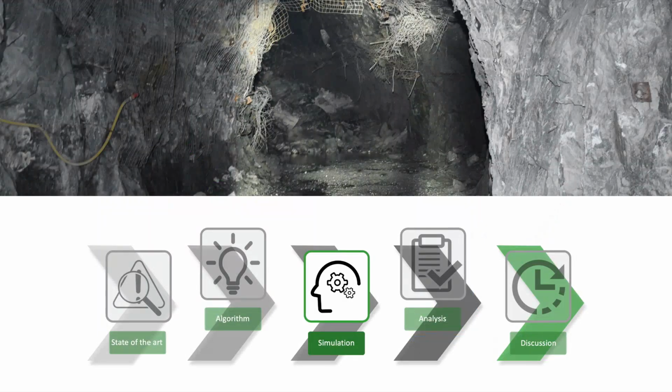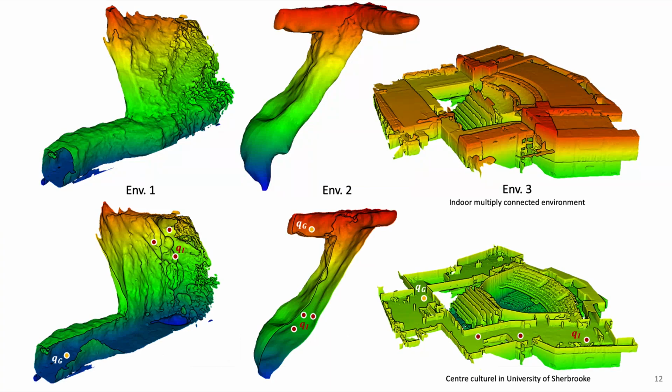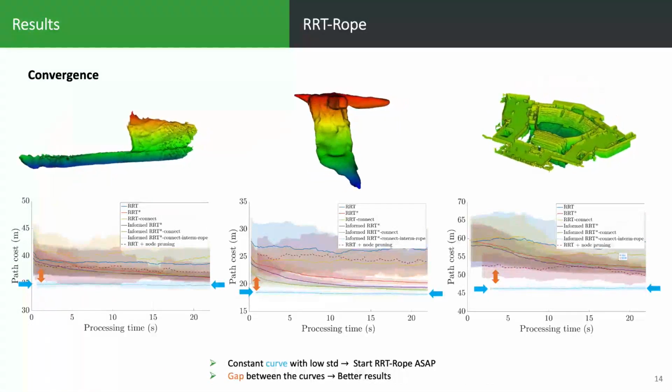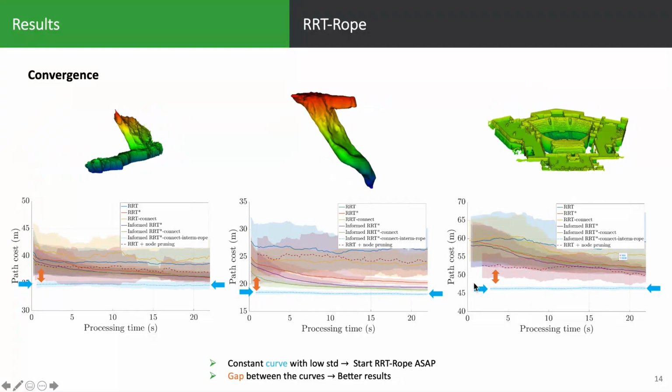Let's talk simulation now. Here are 2 representative stope environments on the left and an indoor building environment on the right used to challenge our algorithm in pillar-like structures. The first experiment was to compare RRT-Rope with other sampling methods without post-processing. The objective is to confirm our hypothesis that we should start as soon as the first path is found.